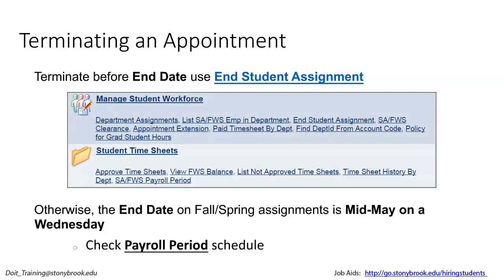To terminate an appointment before the end date, indicate the last day worked on the End Student Assignment page. The student will not be able to log in hours beyond this new end date. Otherwise, the automatic end date for fall to spring assignments is mid-May on a Wednesday. Check the payroll period schedule to confirm the correct date.